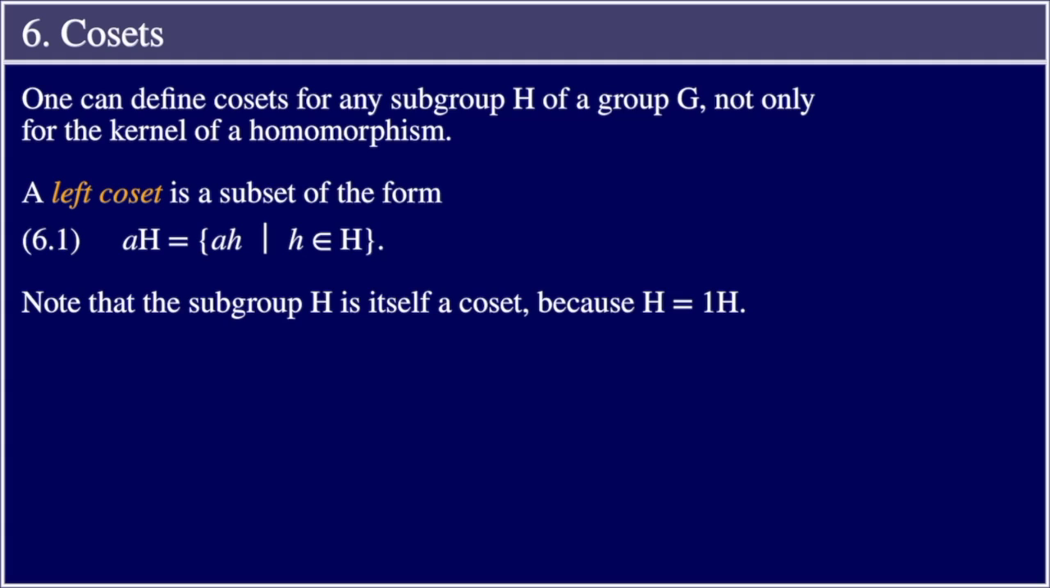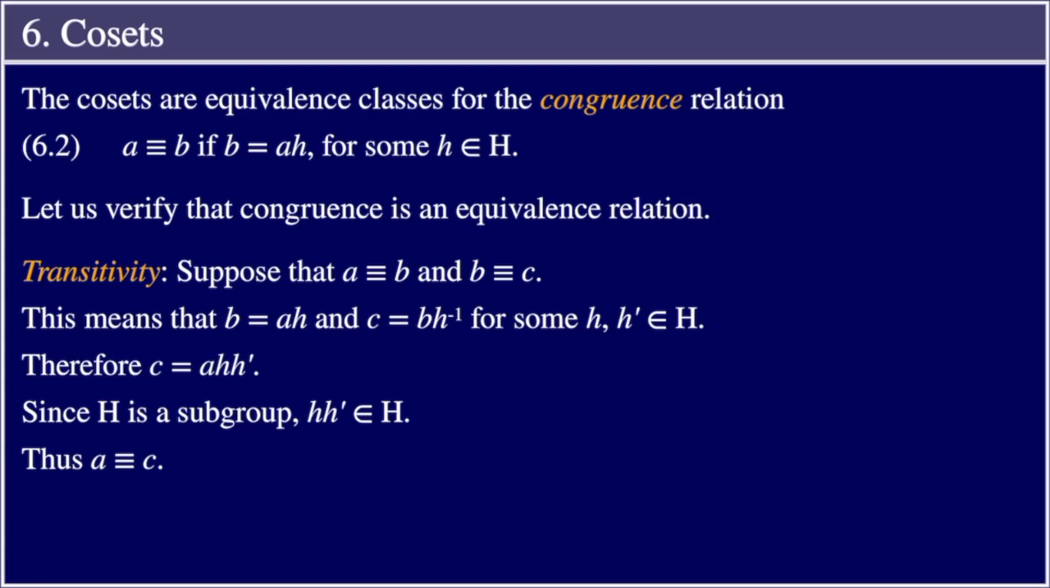h is a member of H. Note that the subgroup H is itself a coset because H is equal to 1H. The cosets are equivalence classes for the congruence relation 6.2: a is congruent to b if b equals ah for some h a member of H.